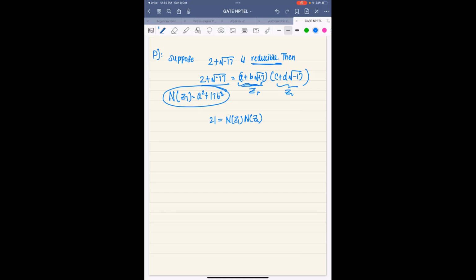And we know that norm of Z is equal to 1 if and only if Z is a unit, right? We know this fact. So what are the possibilities for the norm? 21 has the factorization 3 into 7. Another factorization is 1 into 21, but norm of Z1 or Z2 cannot be 1 as they are non-units. We are assuming this element to be reducible. Okay, so the only possibility is that norm of Z1 is equal to 3 and norm of Z2 is equal to 7.